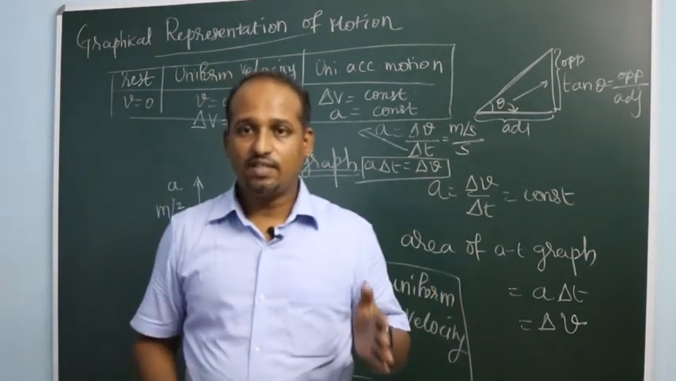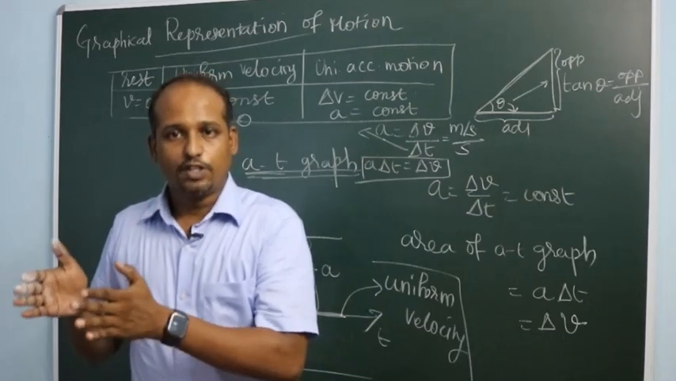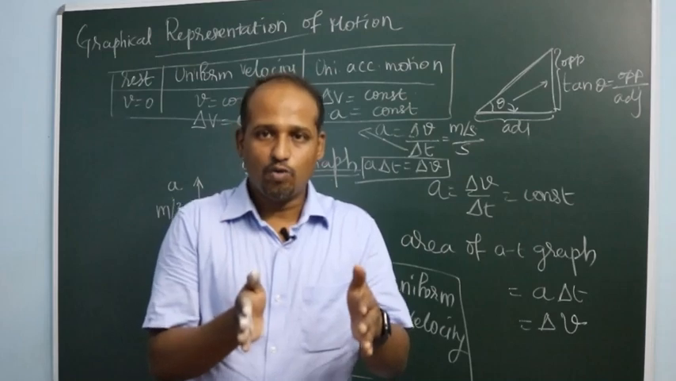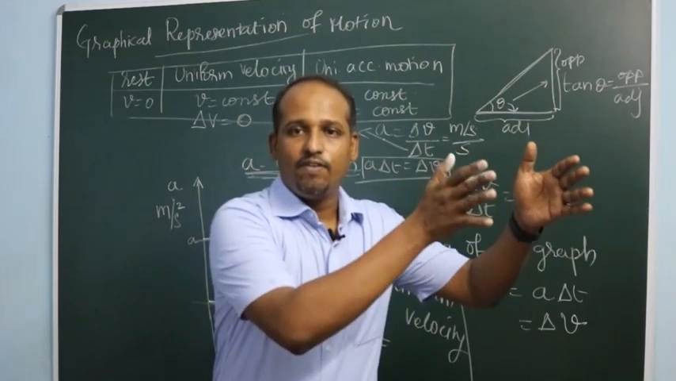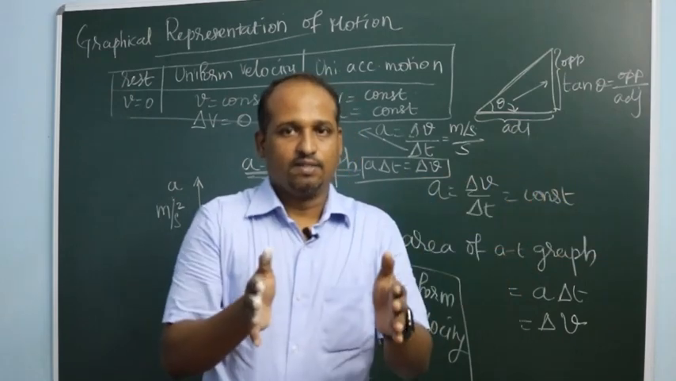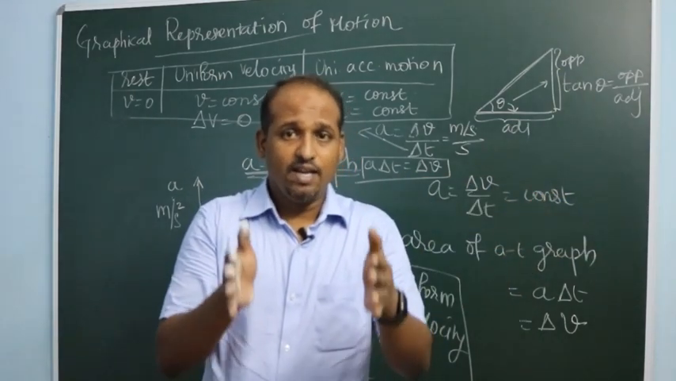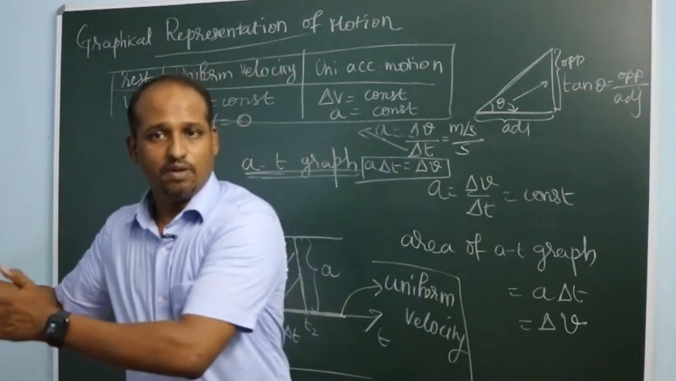So we have seen three graphs. In the position time graph, we found the slope, that is velocity. In the velocity time graph, we found the slope, that is acceleration. In the acceleration time graph, we found the area, that is change in velocity to be exact. In the velocity time graph, we found the area, that gives you displacement.